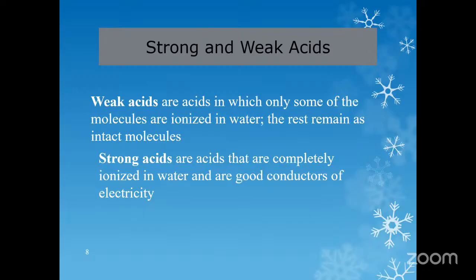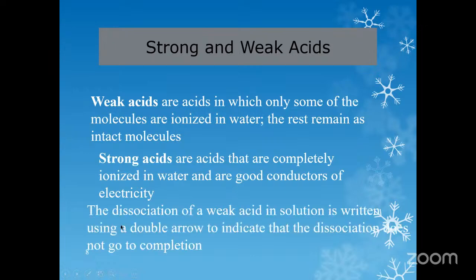And basically those terms are pretty much the same as in the case of what we discussed before with respect to strong electrolytes and weak electrolytes, right? So strong acids are the ones that will undergo complete dissociation, right, to form ions, while weak acids undergo partial dissociation, all right? So that's the difference between strong acids and weak acids, right?